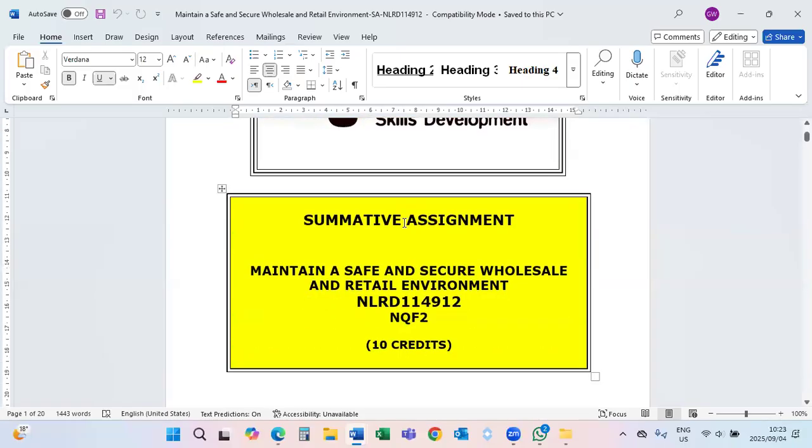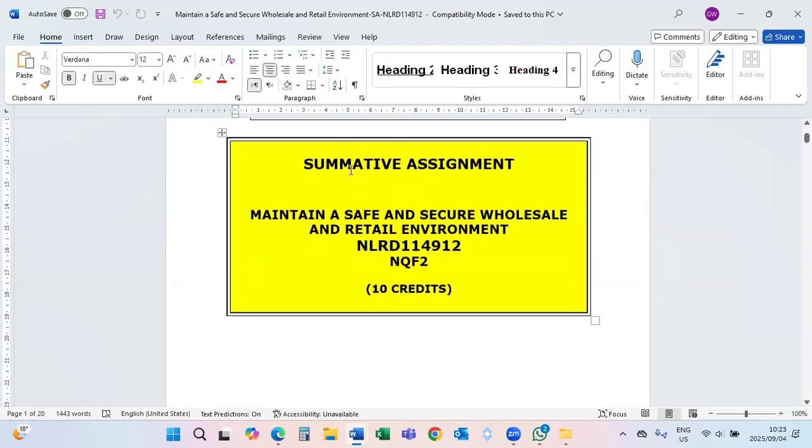Let us go now to the learner summative assignment. So here's the summative assignment that you'll need to complete in your handwriting, please, and in black pen. Don't use Tippex, the CETA don't allow it. We're dealing with maintain a safe and secure wholesale and retail environment, unit standard number 114912. It's worth 10 credits.